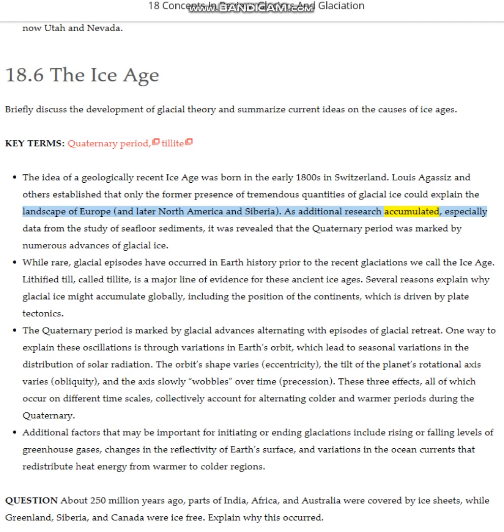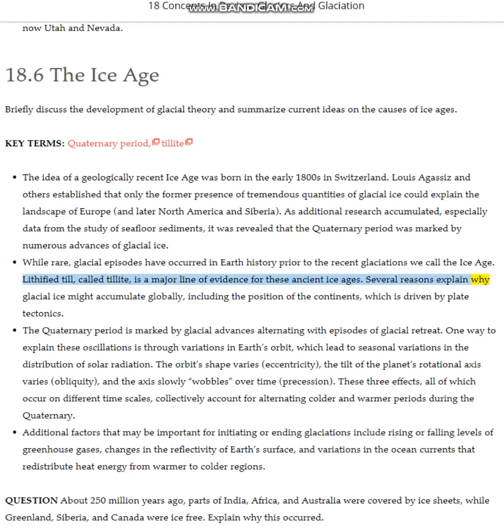As additional research accumulated, especially data from the study of seafloor sediments, it was revealed that the Quaternary period was marked by numerous advances of glacial ice. While rare, glacial episodes have occurred in Earth history prior to the recent glaciations we call the Ice Age. Lithified till, called tillite, is a major line of evidence for these ancient ice ages.